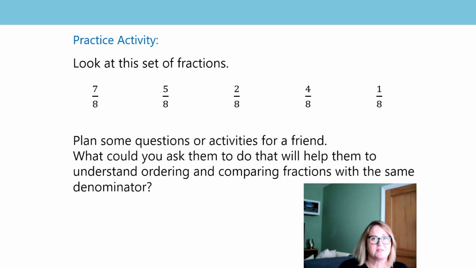Now you've been working so hard over the past couple of lessons, and I think you really understand now that if a set of fractions have the same denominator, we can order them by looking at the numerators, and we can compare them by looking at the numerators and see which one is bigger and which one is smaller. So now for your practice activity, you've got this set of fractions: 7/8, 5/8, 2/8, 4/8 and 1/8.